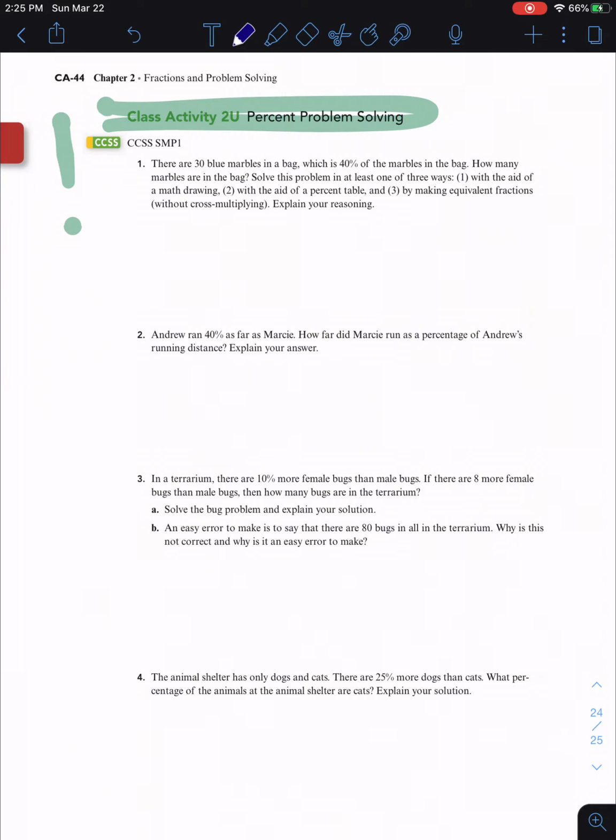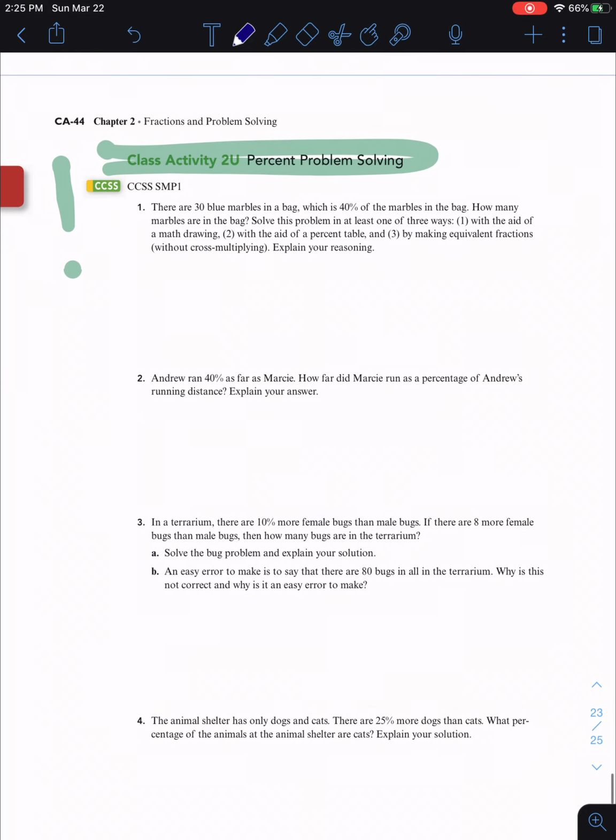Now let's look through the last 4 questions of this section and this chapter, in fact. It is not a core activity, but I would like you to take a look at them so that you can see how the percent thermometer can be used for all manner of different kinds of problems. So in the first question, there are 30 blue marbles in a bag, which is 40% of the marbles in the bag. How many marbles are in the bag? Solve the problem in 3 ways.